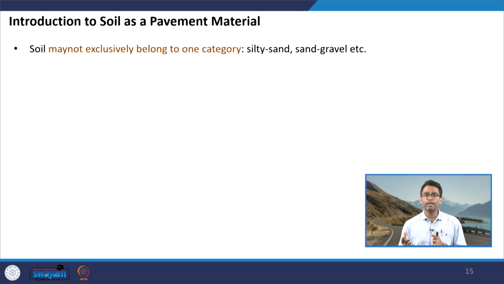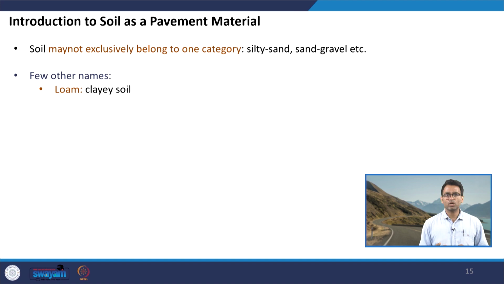All right. One important point to remember here is that soil does not exclusively belong to any one category, even depending on the sizes. As I said, soil is a mixture. So it can be a silty sand, for example, or a sand gravel soil, etc. It can be a combination of two to three different types of materials which we have just defined based on the sizes. Now, some of the other names of soil which you can find in various specifications or textbooks are as follows.